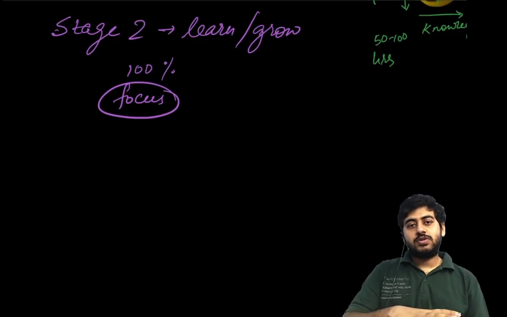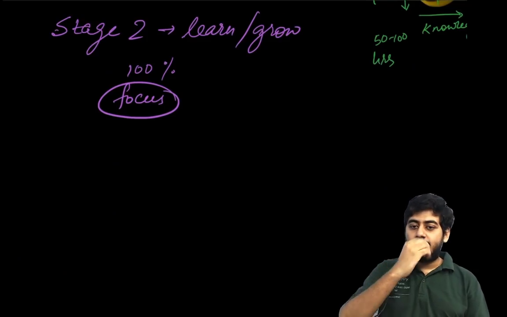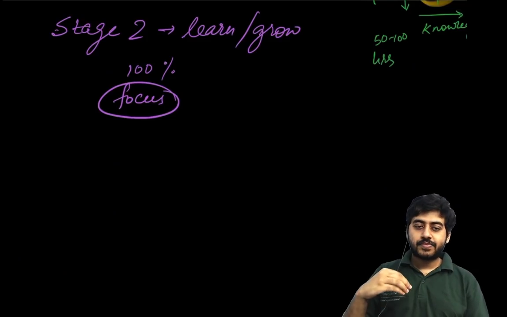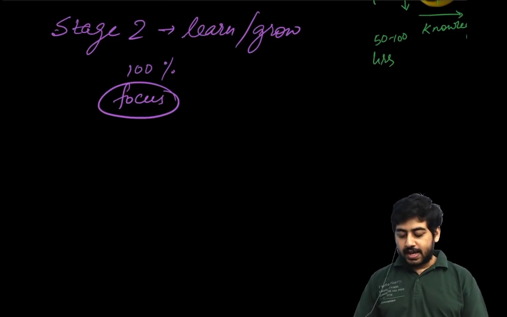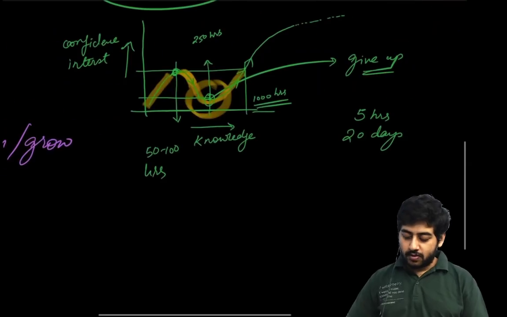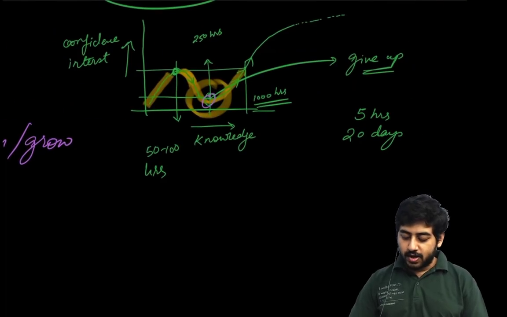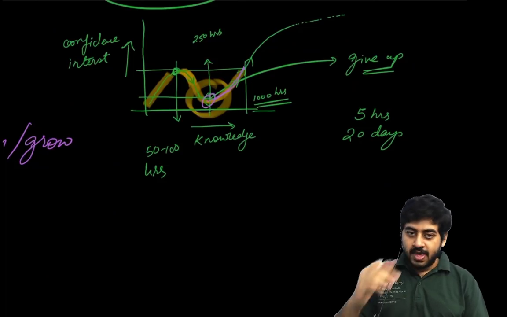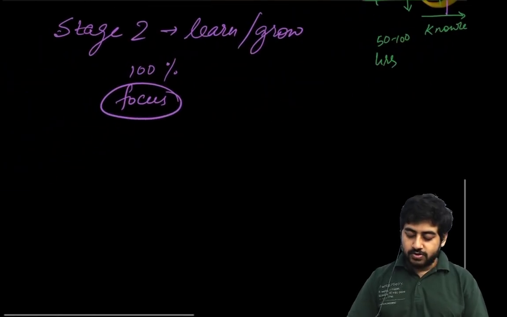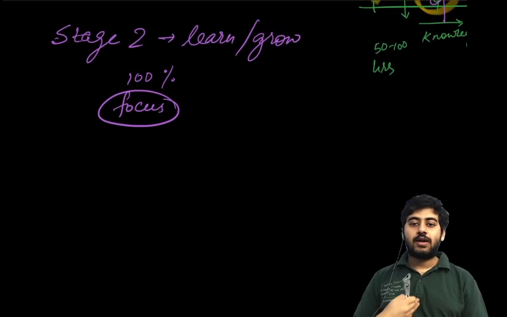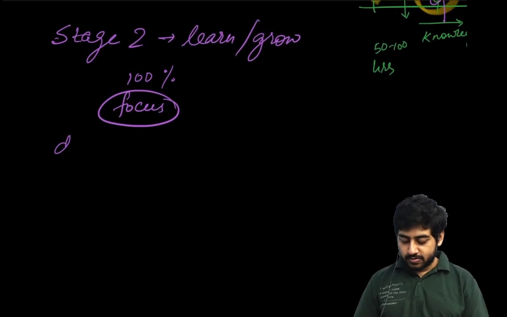So stage two is your learning and growing stage, whatever is the domain that you want to learn. You have crossed this part, you are in this part, and you know that the graph is now going up, it's not going to come down again. Once you have crossed this part, at that point you need to do something which I call do it the hard way.